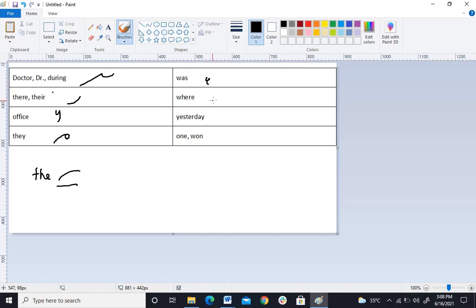Next, we have where. Where. So it's A and R. It's not were. It's where. It's A. Okay? Next, we have yesterday. So yesterday is stroked as E, S, and T. Yesterday. Parang est. Est stands for yesterday. Excuse me. Next is one and won. Parehas yan ng stroke, kaya sila magkatabi. So, ang stroke niyan is O and N.